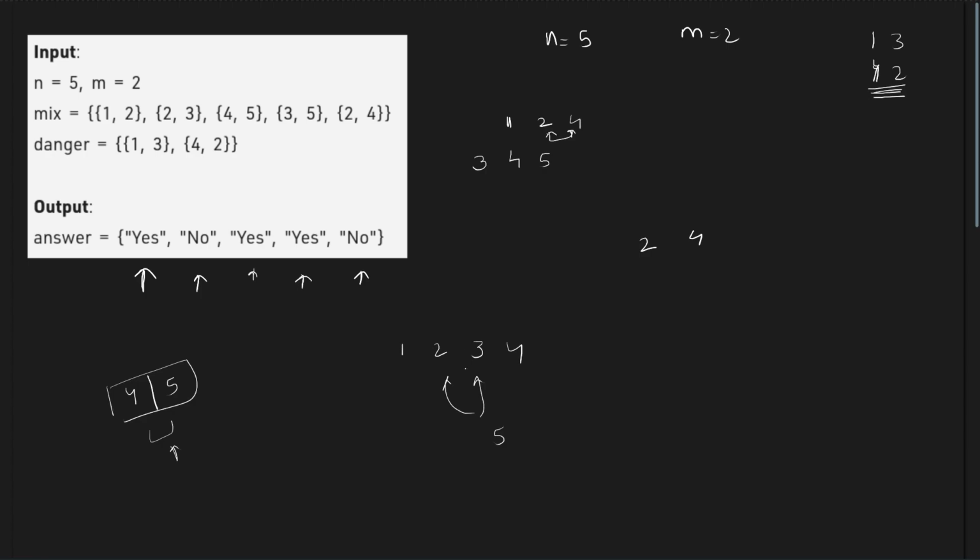But even if I want to do 5 and 3, 5 and 2 and 5 and 1, we will not be able to do it because eventually it will get back to 4, right? Because these are all in the same mixture, right? So this is what we have to find using the disjoint set.